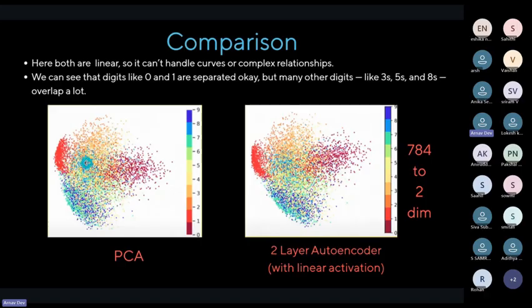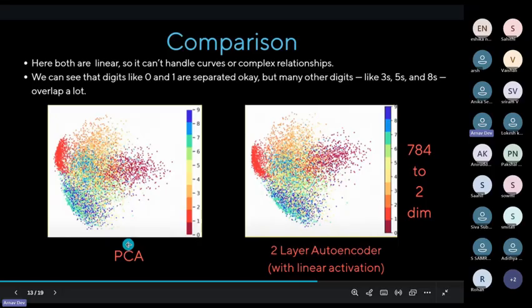Because of that we get these overlaps. In general, if you have a 3D space and you have a plane in it, it becomes a line in 2D. So because of that some points overlap each other.